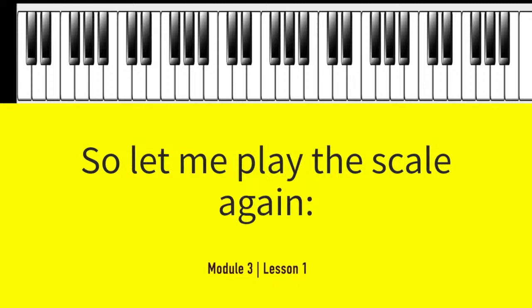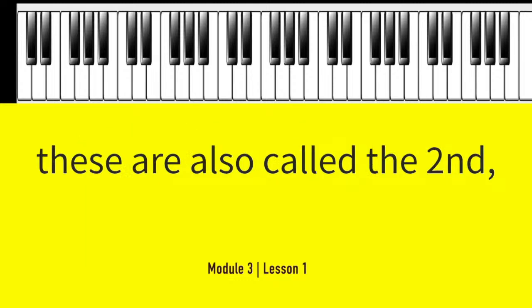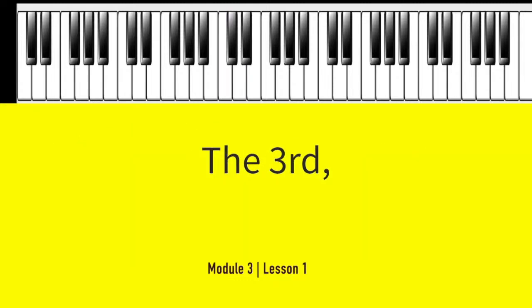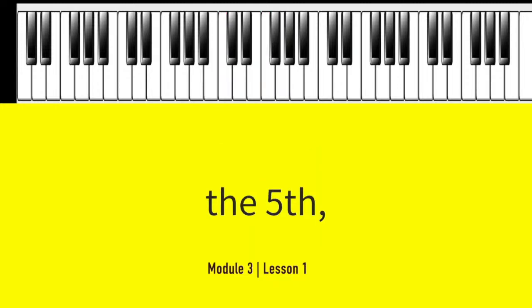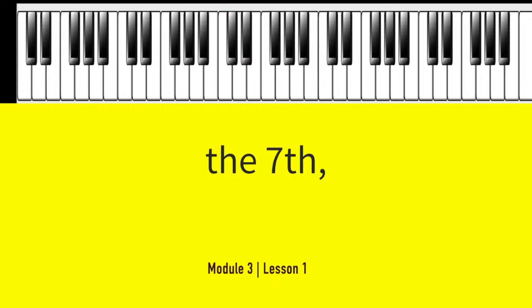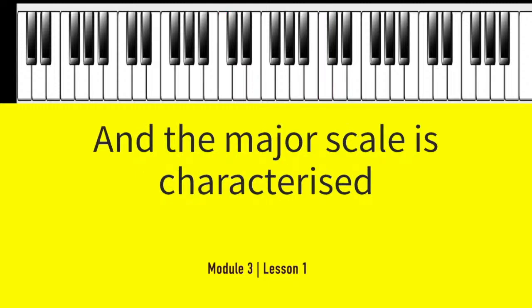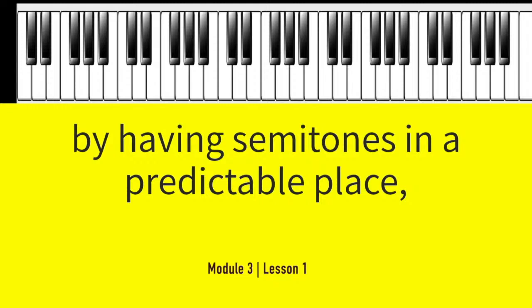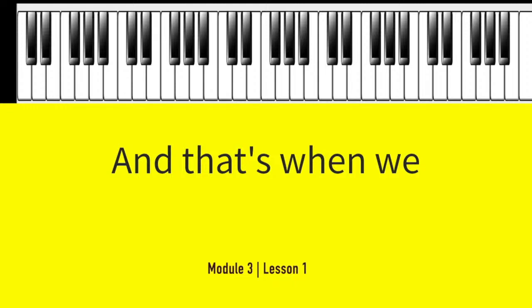So let me play the scale again. And it is based on 7 different notes. These are also called the second, the third, the fourth, the fifth, the sixth, the seventh, and the octave. And the major scale is characterized by having semitones in a predictable place. They're always in the same place, and that's when we call it a major scale.